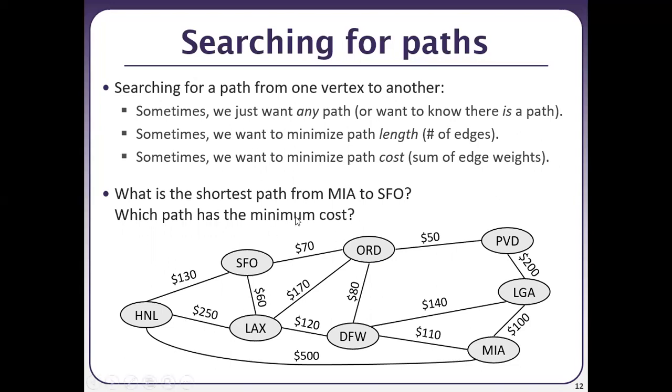Now we can find the shortest path. So as per the graph definition, there will be more than one path. So finding the shortest path, that is minimizing the path length or the path cost, is mandatory.